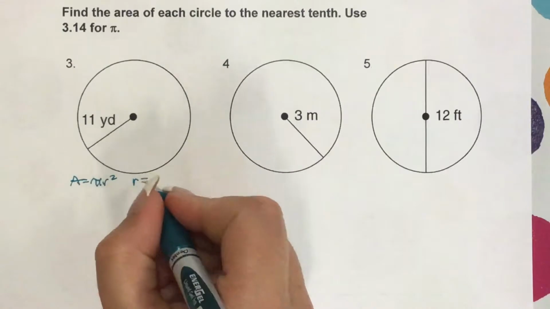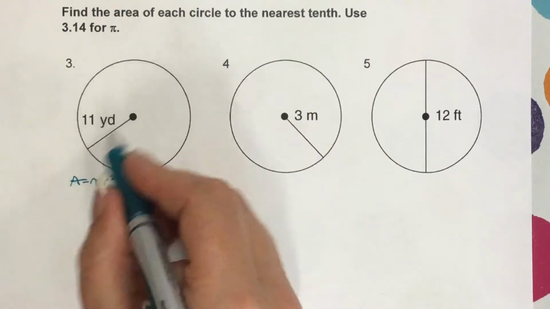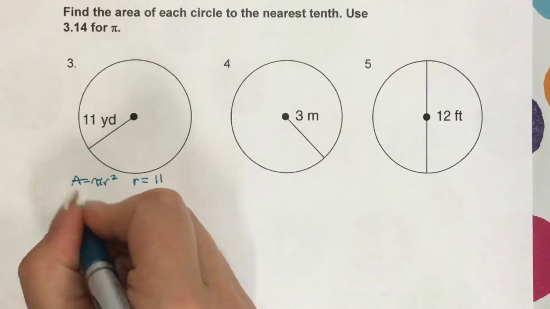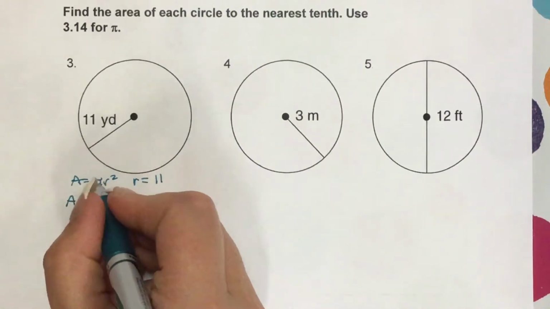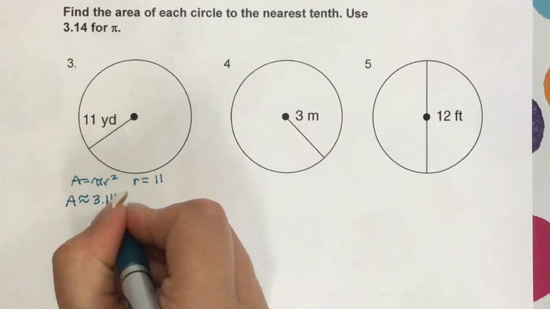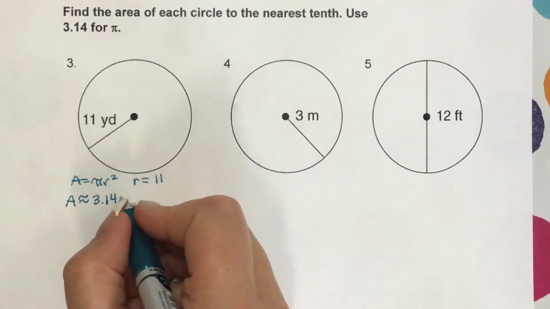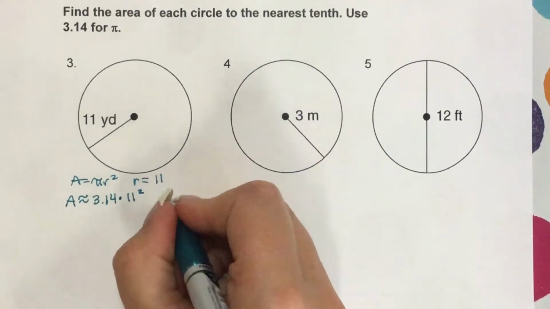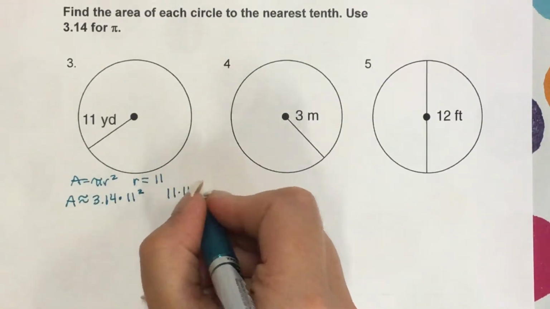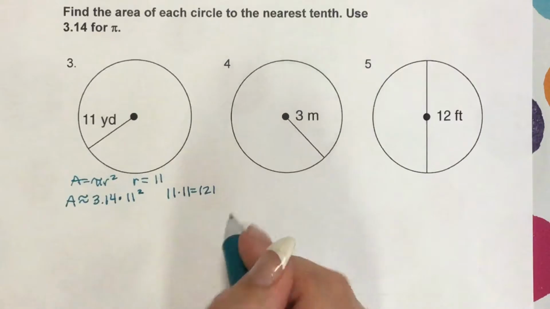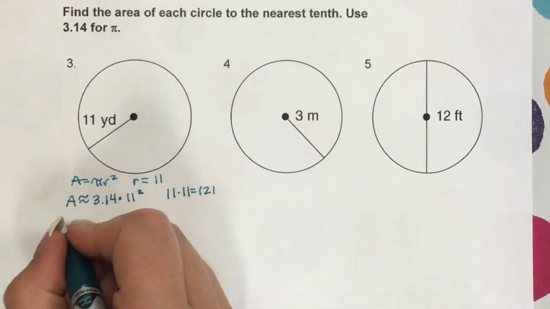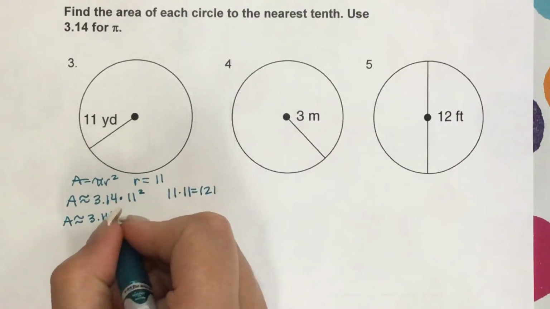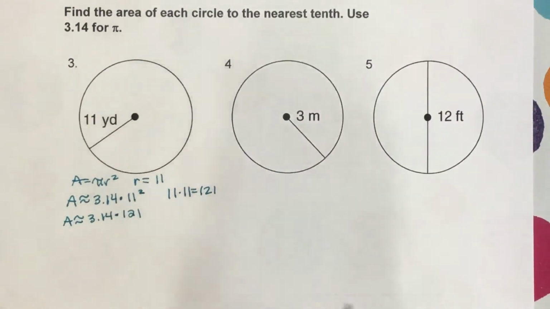Going to define our terms. R, the radius, is 11. So we just substitute everything in. So area is approximately, since I'm putting 3.14 in for pi, times 11 squared, and remember 11 squared is the same thing as 11 times 11, which is 121. We're going to substitute that in, so area is approximately 3.14 times 121.